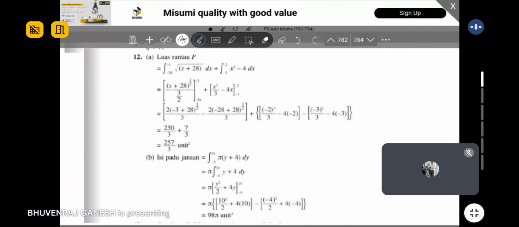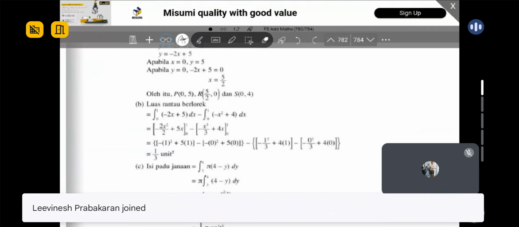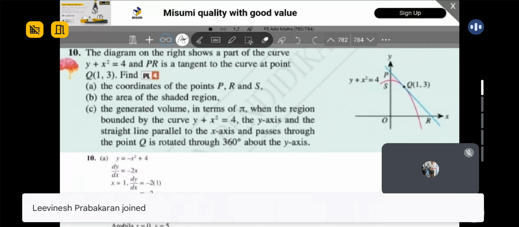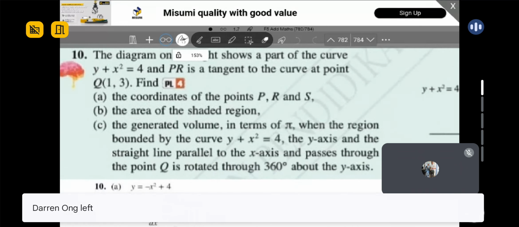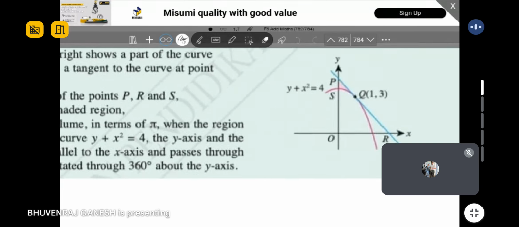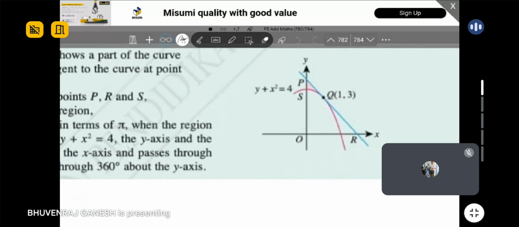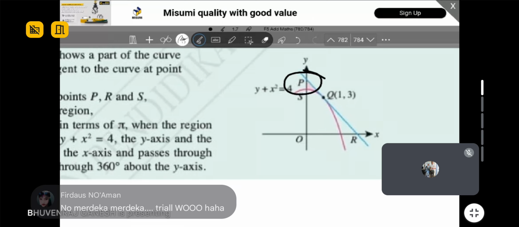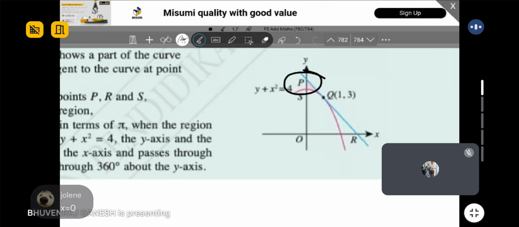Next question. Question number 10. Practice make perfect. So we have to do lot of question. Then only your integration will come perfect. Okay. So number 10. So for this question, first question, PRS. Okay guys, how to get the P? What should I do? What is my assumption? Trial lah. Yes, X is 0. Correct.